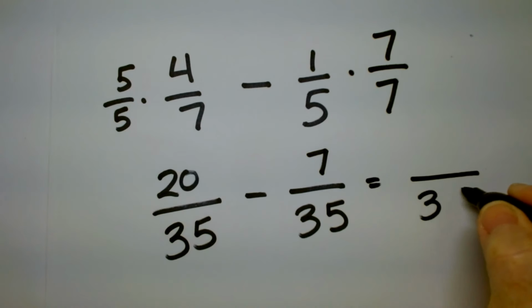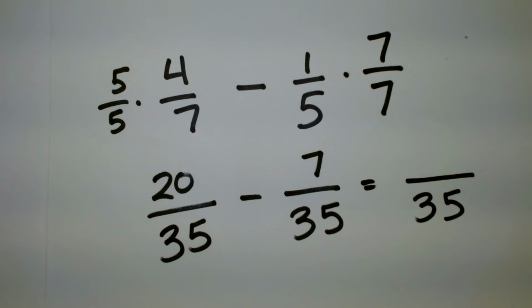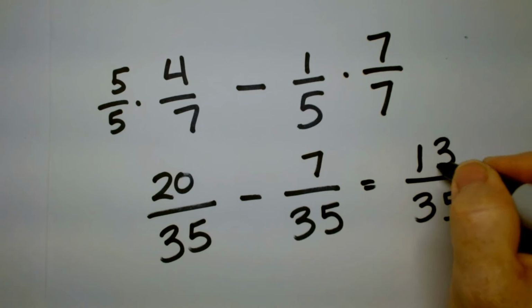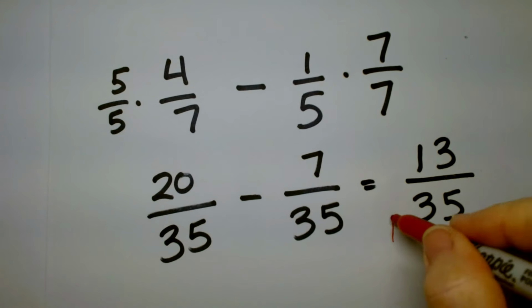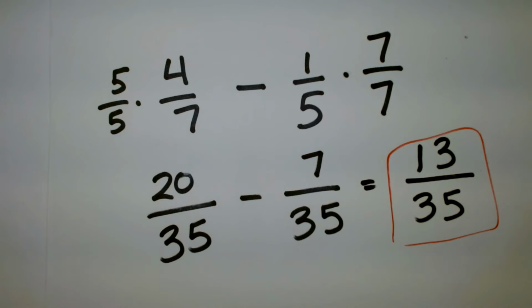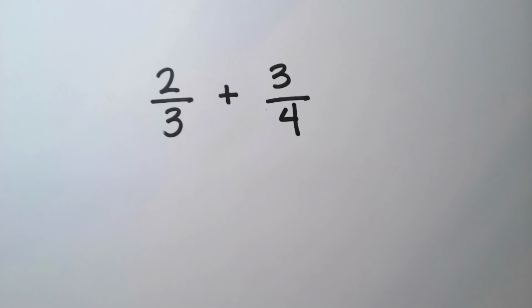Okay, so write down 35 on the bottom, and 20 minus 7 is 13. And I can't reduce it anymore. 13 is prime, and 35 doesn't have 13 as a factor. So there's your final answer. Let me show you another way to do this.